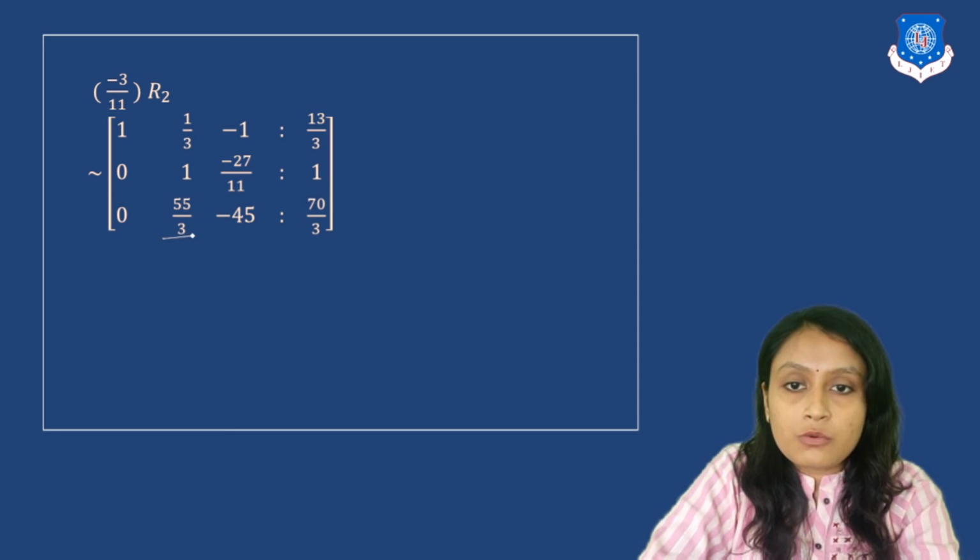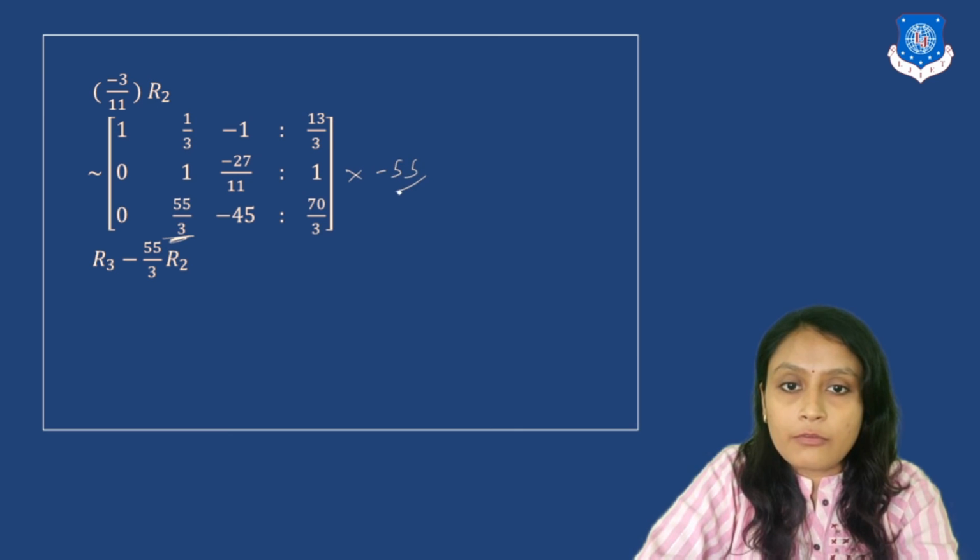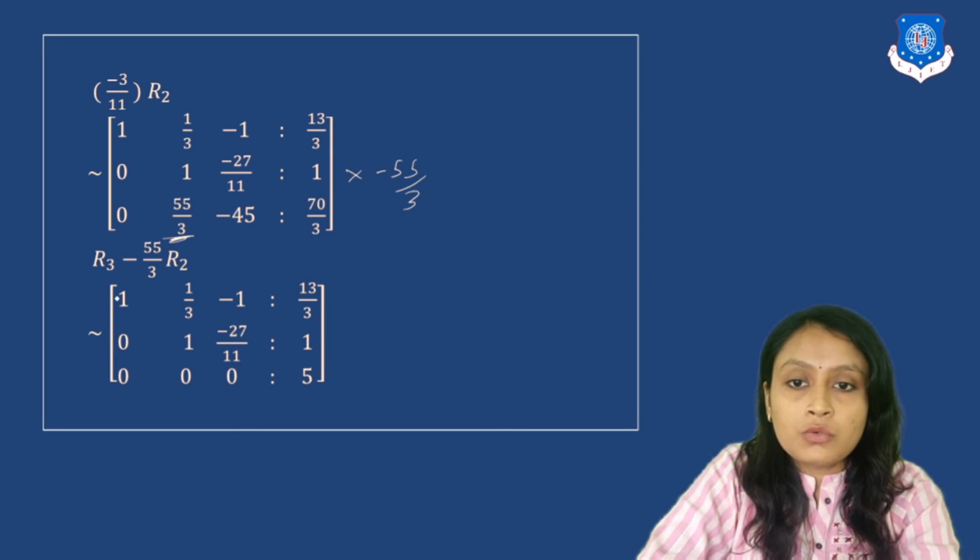Now the next step is to make 0 over here. So for that we will use the operation on R3, and here we have 55/3, so we will write R3 - (55/3) R2. We multiply by -55/3 over here and add it to the third row. The first two rows stay as they are, and here you will get 0, 0, 0 and 5.